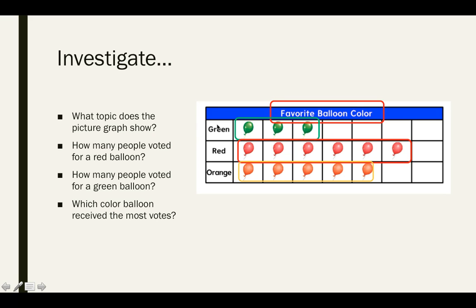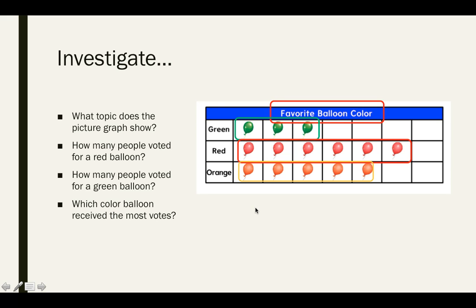How many people voted for red balloons? Well, first of all, let's find out the categories. We have green, red, and orange. How many people voted for red? Let's count. 1, 2, 3, 4, 5, and 6. How many people voted for a green balloon? Yes, you're right. 1, 2, and 3. Which color balloon received the most votes? Which one has the most? Yes, right. Red, because it has the most balloons.